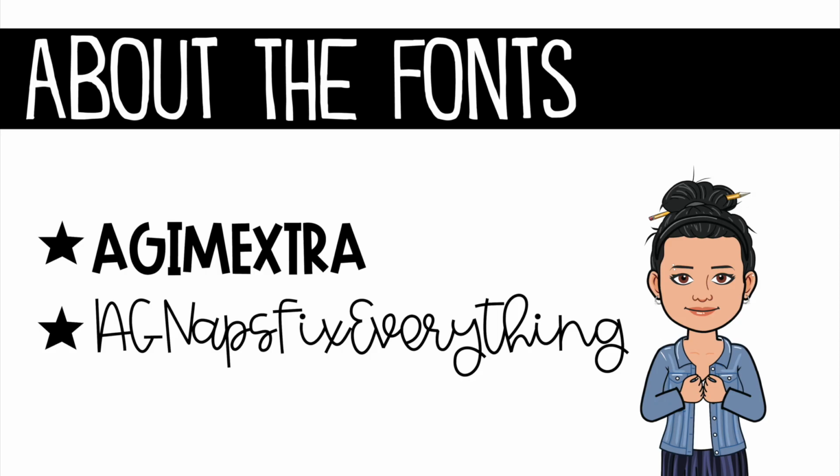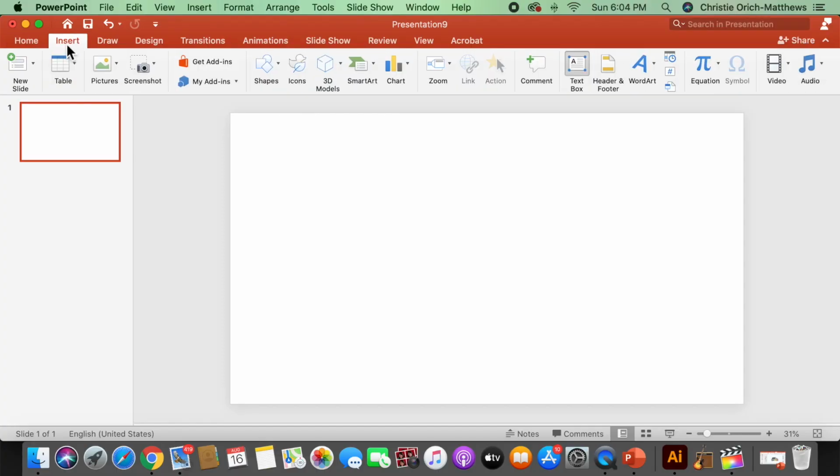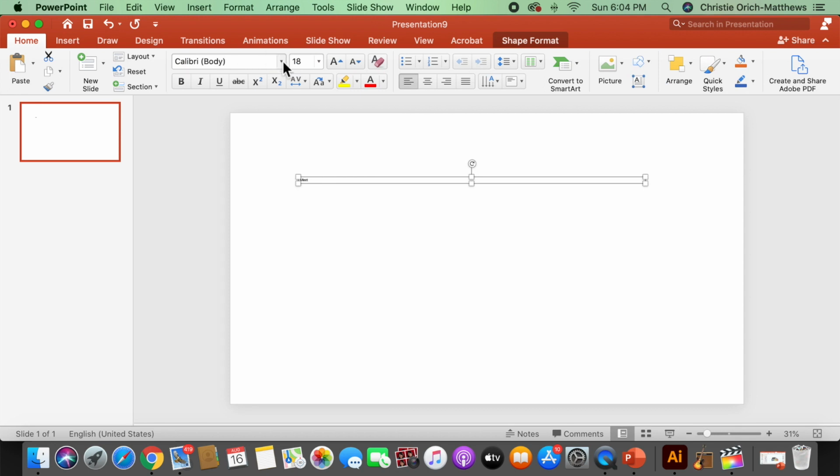I'm going to use two different fonts for my headers: AG I'm Extra and AG Naps Fix Everything. Go to Insert, Text Box, then type in your text. We're going to do a Meet the Teacher header, so type Meet. Change the font to a chunky one or a bold one. I'm using AG I'm Extra for this. And I'm going to resize it to 344.